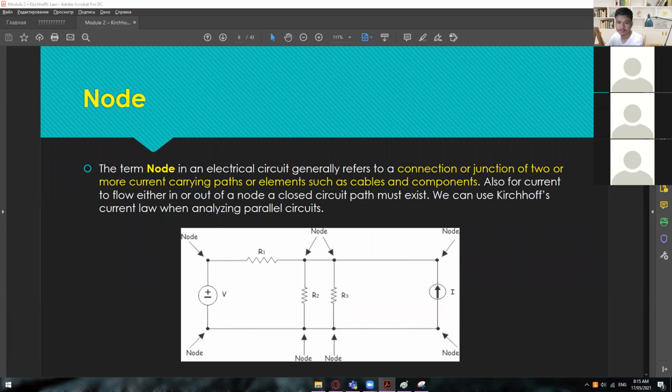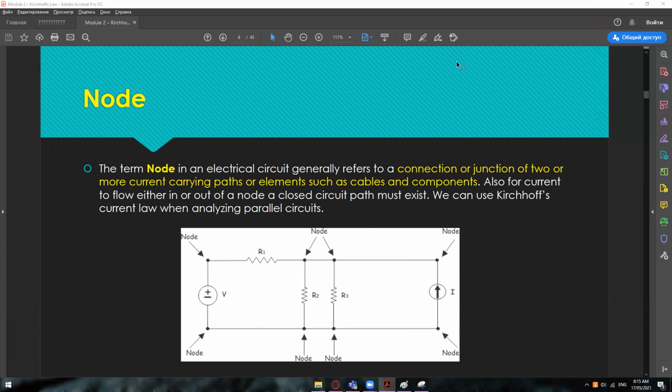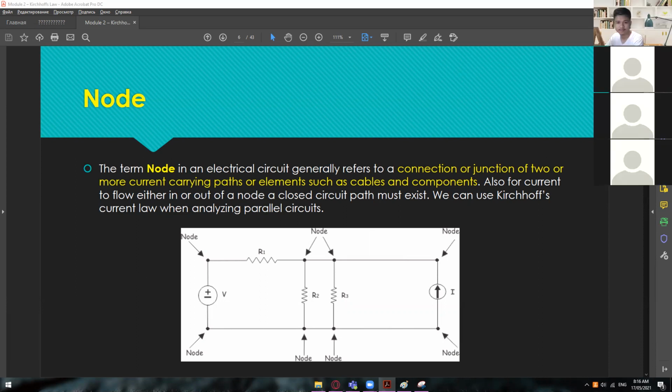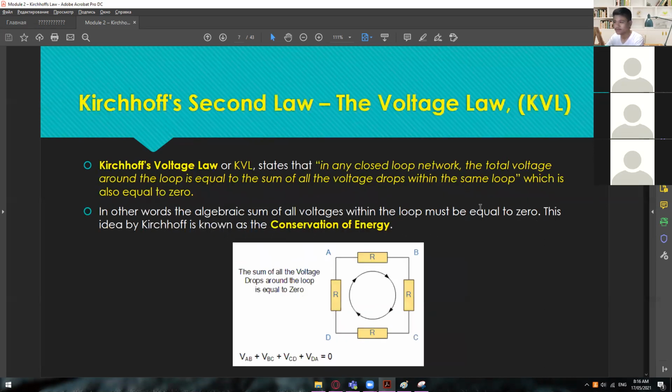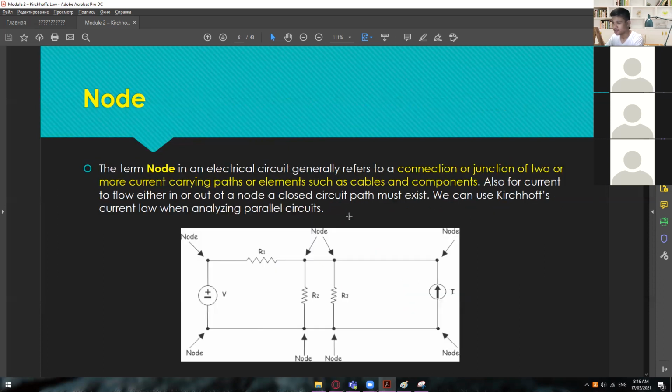Hello, clear for the node? Okay, that's good. How about the others? If you guys are confused, please let me know. Okay, so that's it for the node.